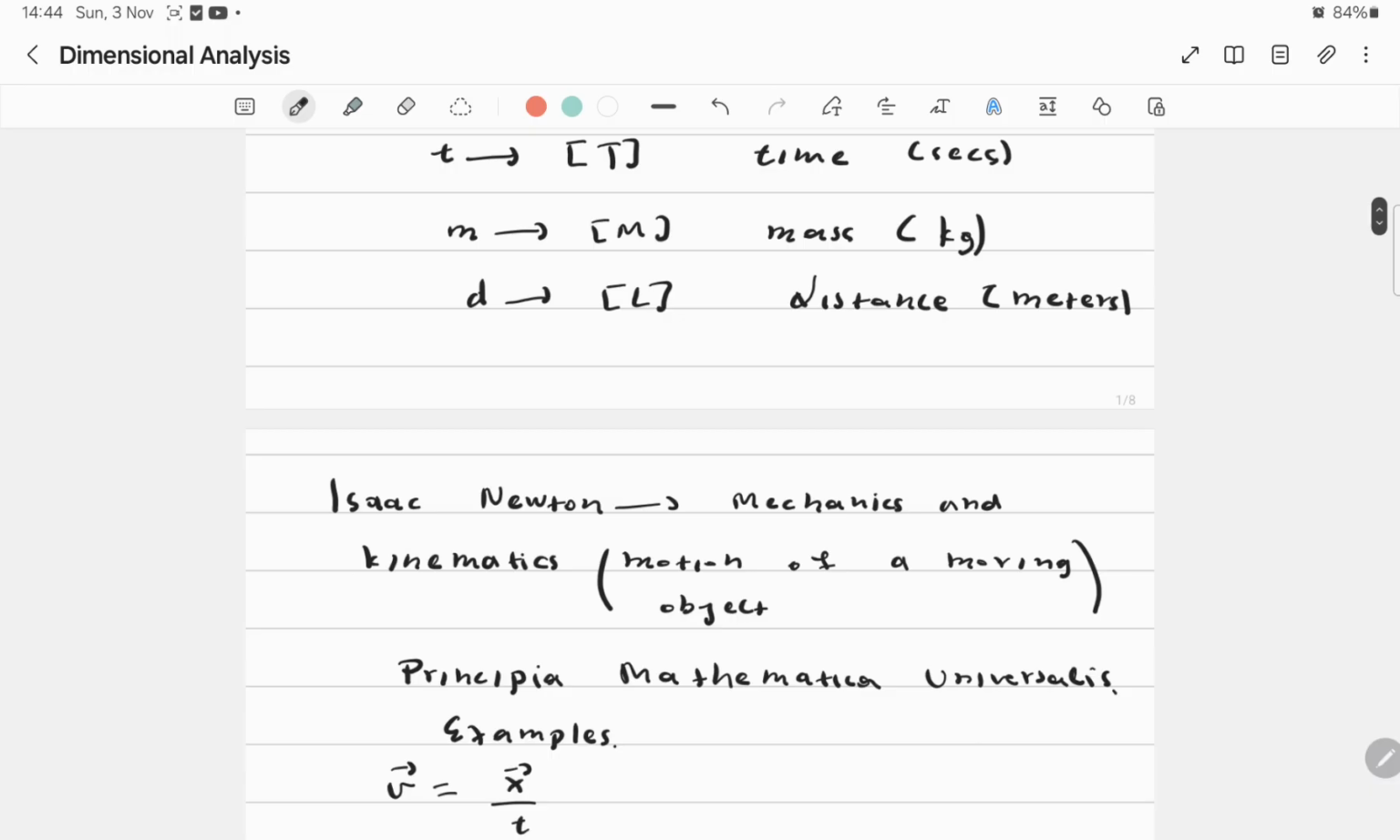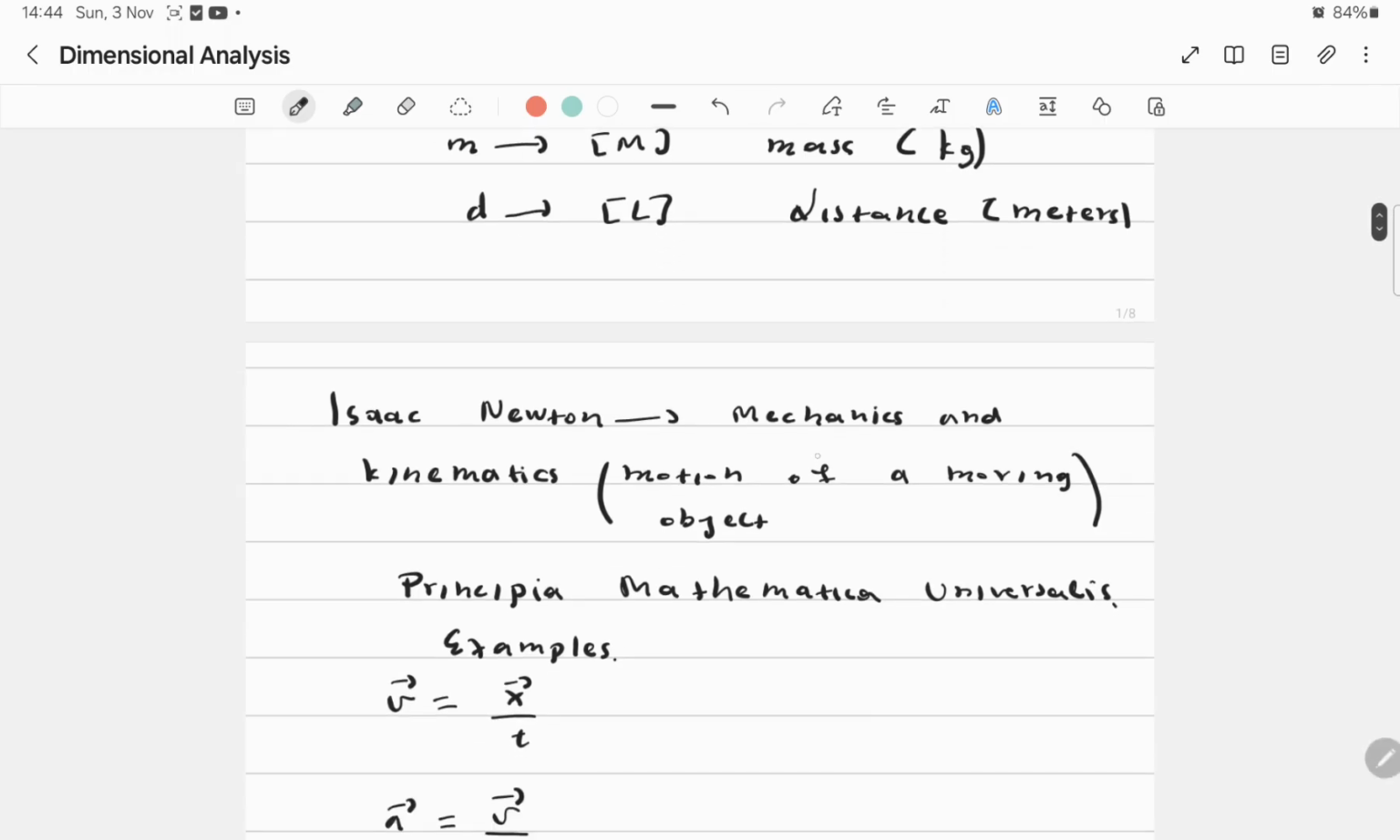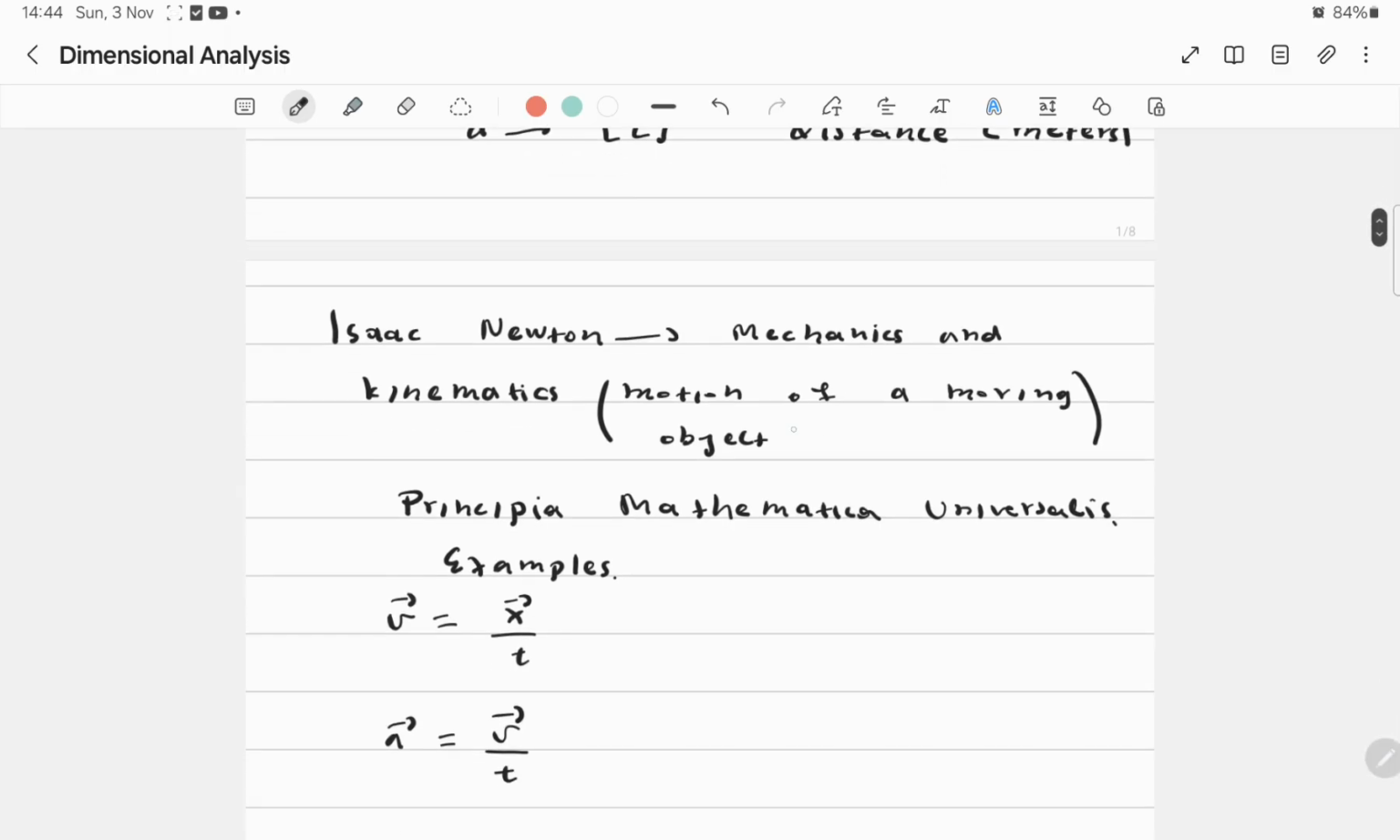These are fundamental quantities because Isaac Newton, we know that he formulated the laws of mechanics and kinematics, and he explicitly described motions of a moving object. His celebrated work is this one, Principia Mathematica Universalis.